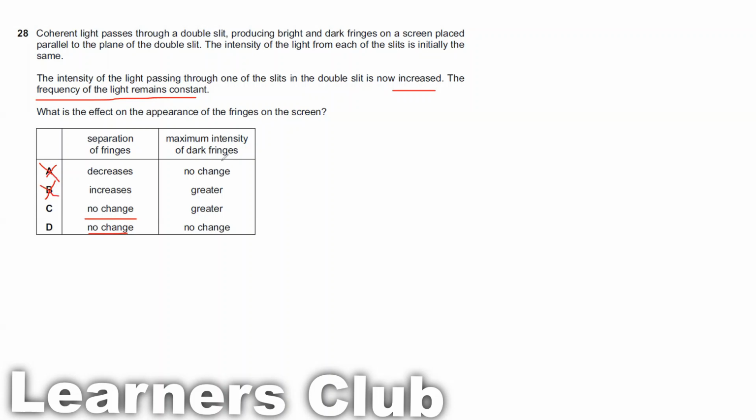Now what happens to the maximum intensity and the dark fringe? Dark fringes occur when they meet in antiphase. So for example, if you have one wave meeting this way, the other wave will have to meet.